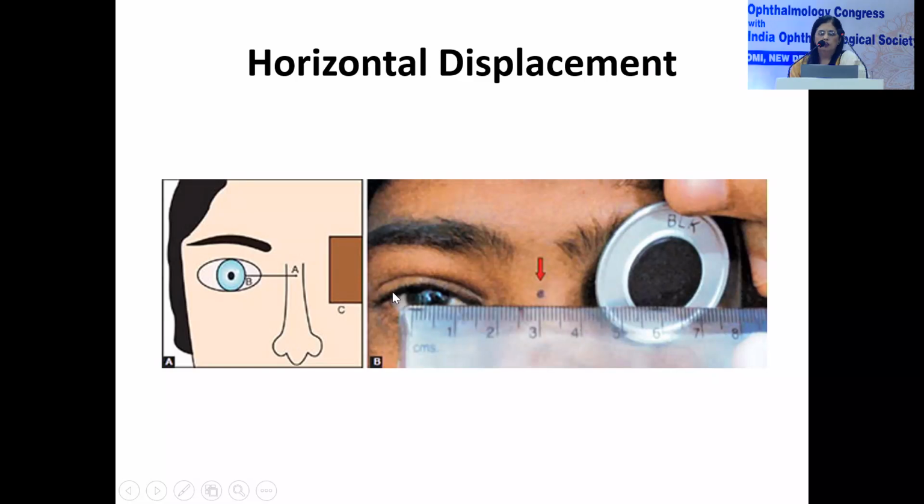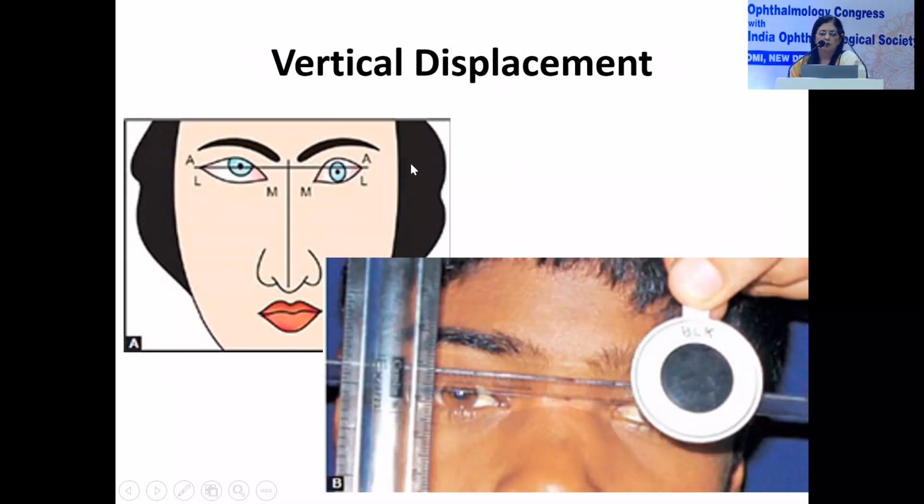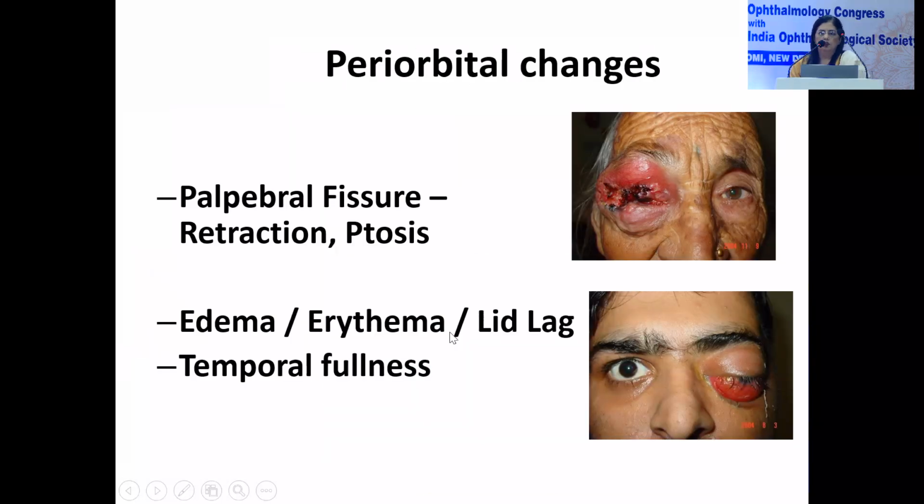Horizontal displacement can be measured using a scale: put a mark at the root of the nose and measure the distance to the medial limbus. If there is a vertical dystopia, then use the 2 scale method. It's important to note any non-specific changes like edema and erythema, which may indicate an infection, inflammation, or a malignancy. So all these points should be noted down.